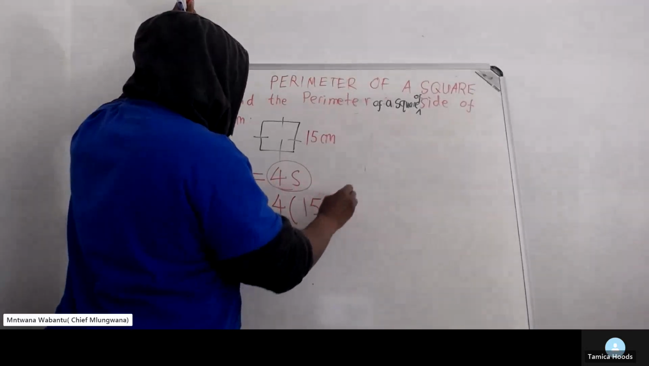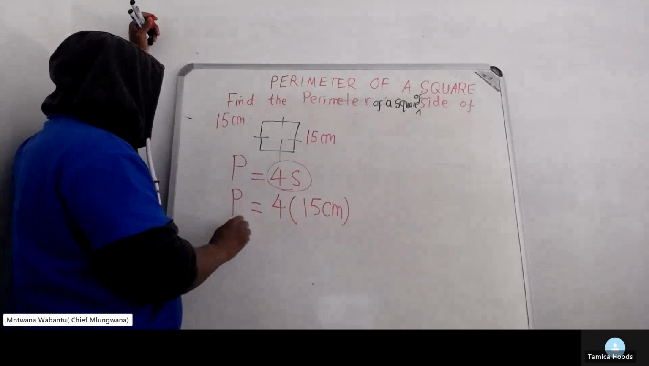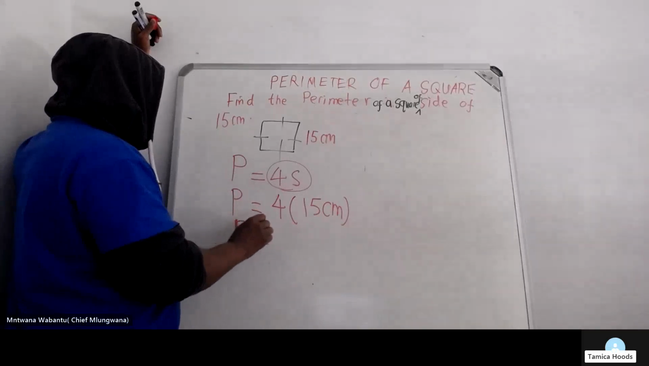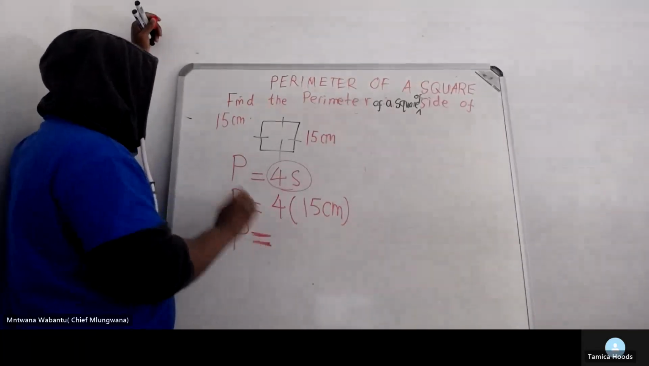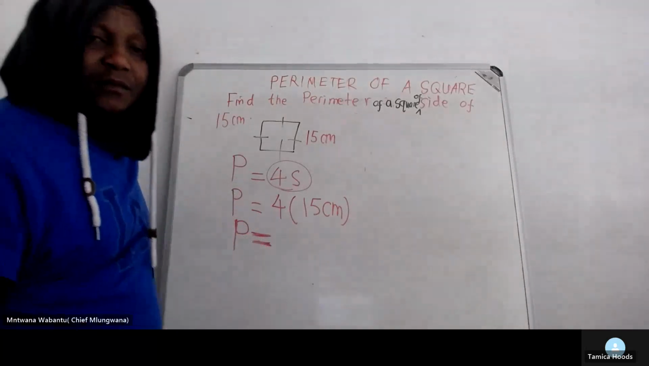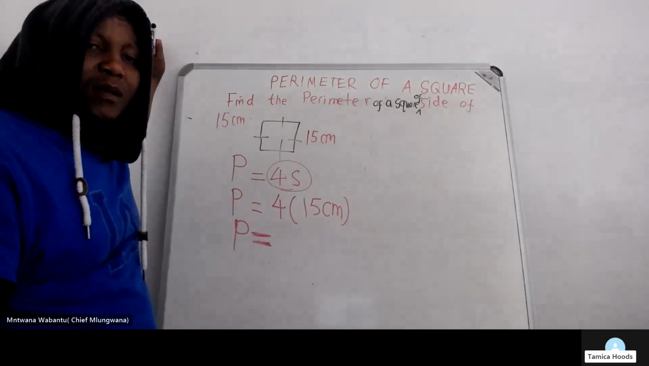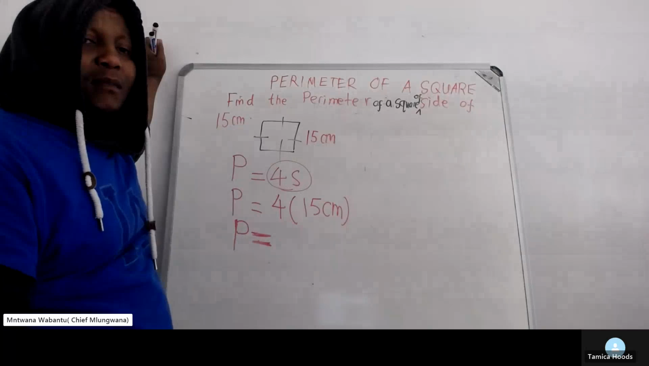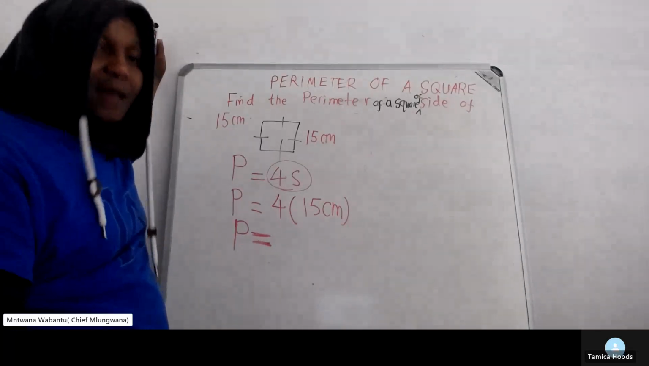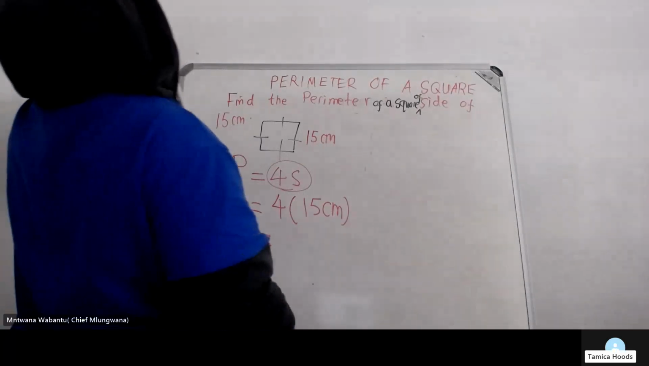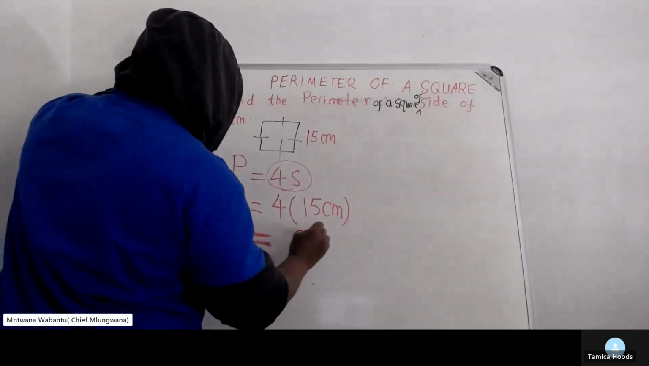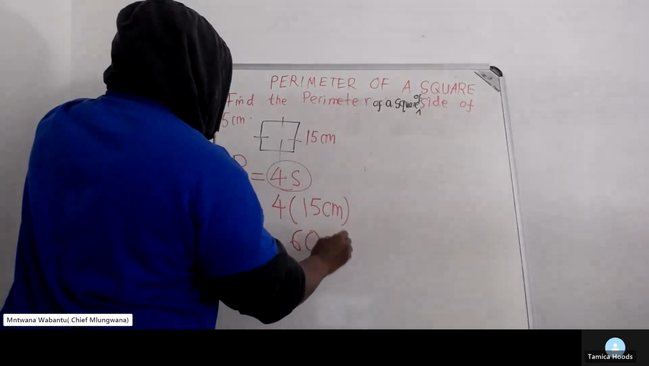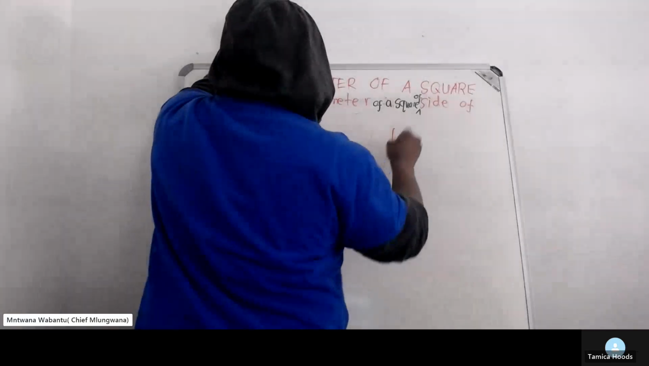15 what? Centimeters. So you say perimeter equal to 4 times 15. 4 times 15 equal to what? 60. So we'll write 60 and the unit, centimeters. Easy.